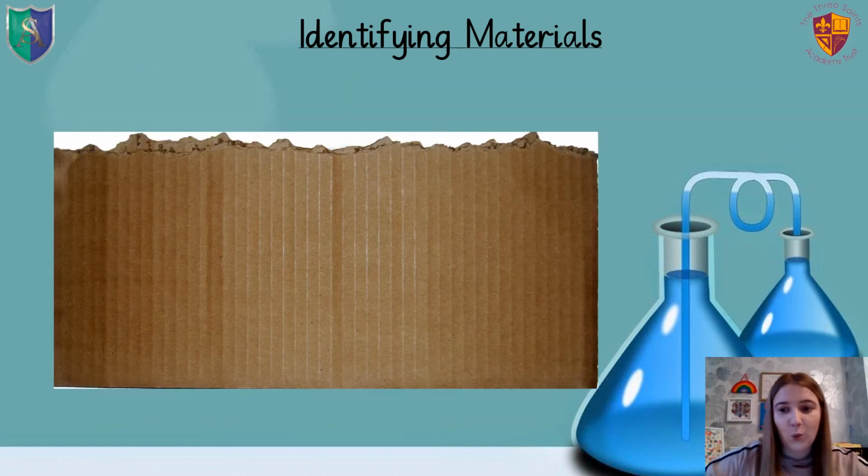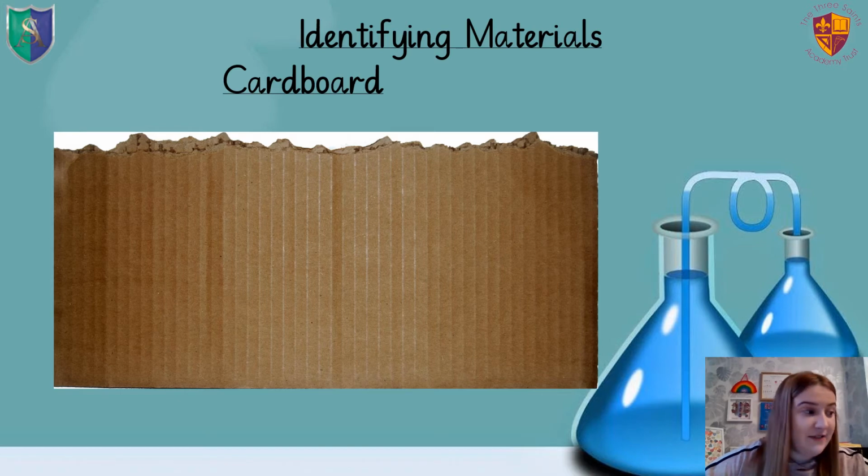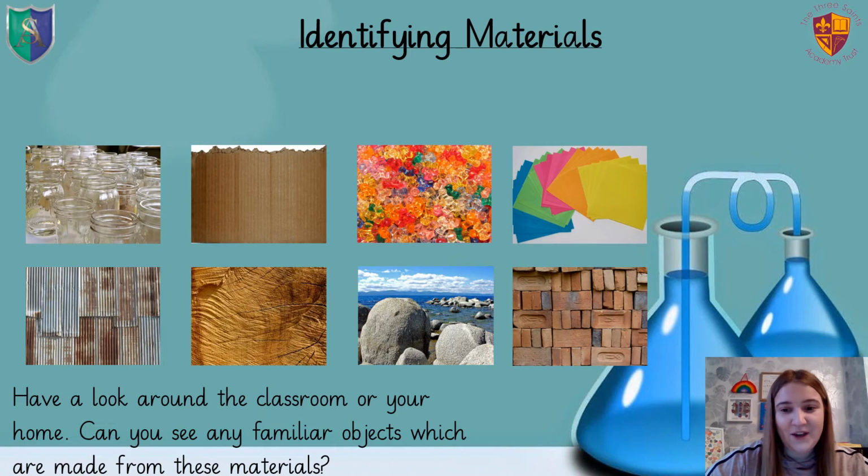Next one. What is this material? It's cardboard. Is there anything made of cardboard around you right now? I can actually see a cardboard box on my desk. It's made of cardboard. Okay, we've just looked at all of those images on the screen. We looked at glass, cardboard, plastic, paper, metal, wood, rock, and bricks.